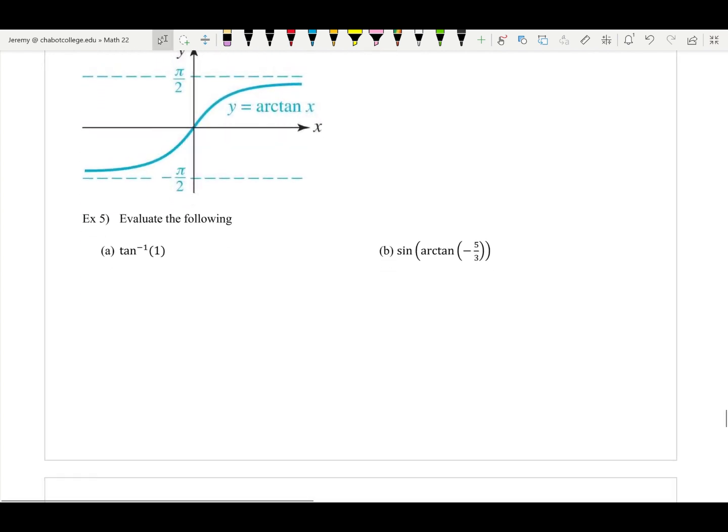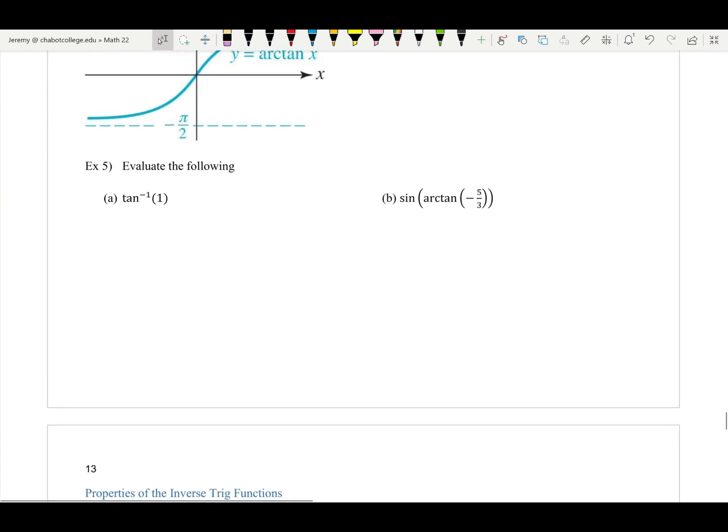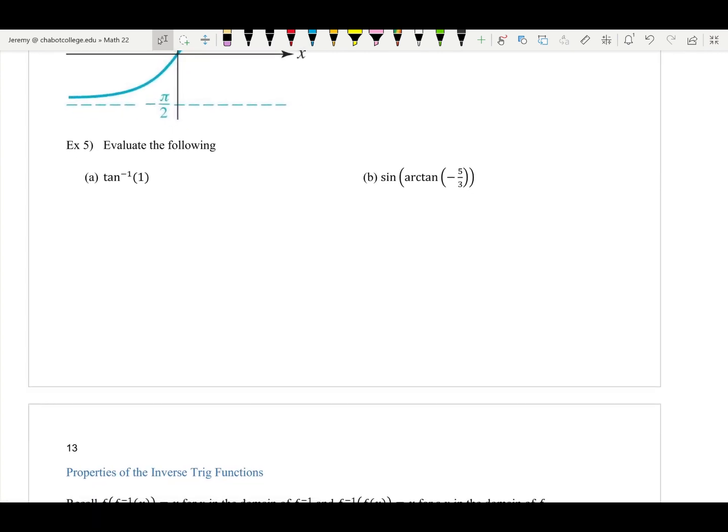Okay, so let's try and evaluate a couple of these problems. Example 5. Part A, we have tangent inverse of 1. Let's start by defining theta. Let's let theta equal tangent inverse of 1. So then, of course, that means that tangent of theta is equal to 1.